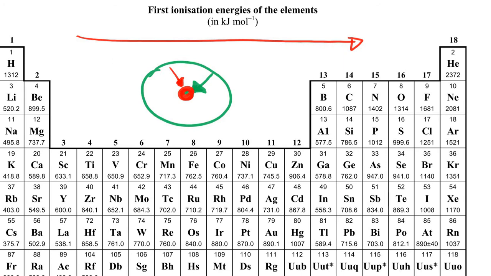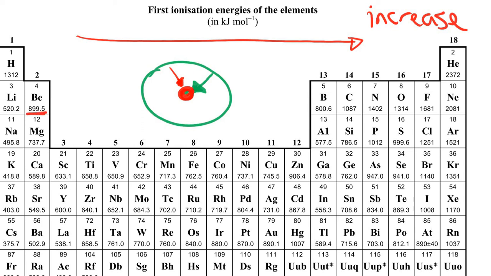On going down the periodic table, we know that the nuclear charge is increasing because you're getting more and more protons, but what's happening to the ionization energy? Actually, it's going down. The reason for that is the outer shell electron is getting further from the nucleus. Also, the electron shielding is increasing. So on going down the periodic table, ionization energies will decrease, and on going across the periodic table, ionization energies will increase.